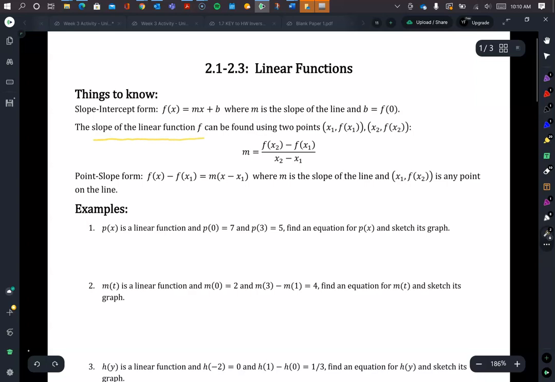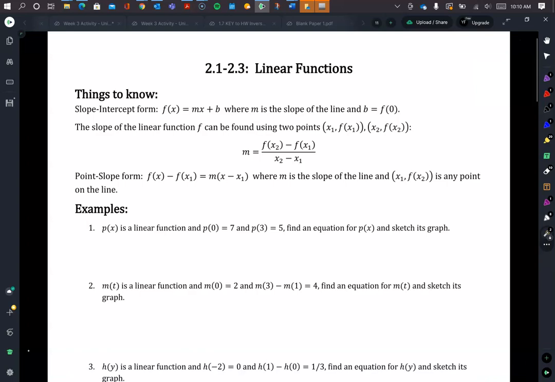The slope of the linear function f can be found using 2 points. In function notation, it looks kind of cumbersome, but it's really just saying your first x and your first y, but the y is in function notation, f of x sub 1. Same here, x sub 2, f of x sub 2. So when we write the slope formula for a linear function, it's very similar to how we were working with average rate of change, but here we're just using the x values, and the y values are represented using the f of x notation.